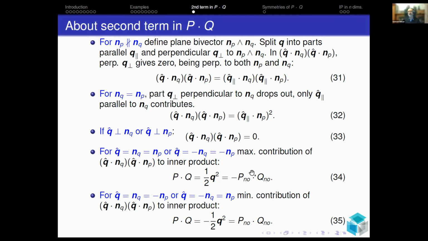And as you know, the inner product of two conformal points always gives -half the distance squared. So it's the same up to a sign in equation 34. And if the two vectors have the same direction but opposite sign, so NQ is -NP or -NQ is NP, and the distance vector is in the same direction, so everything is aligned, then as I said before in the example, we get exactly -half Q squared, which is the same as taking two conformal points in the same position, even the sign agrees then.